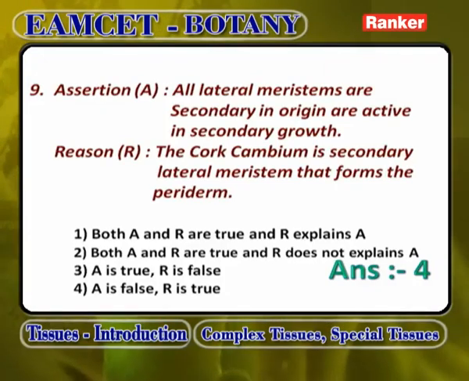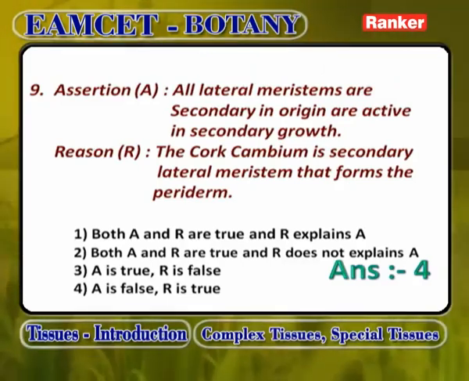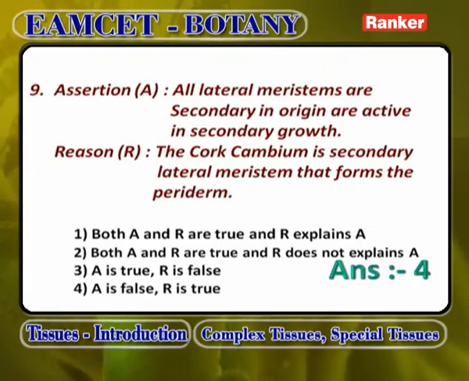This is another assertion reasoning question. All lateral meristems are secondary in origin, active in secondary growth. The cork cambium is a secondary lateral meristem that forms the periderm. All lateral meristems are secondary in origin.